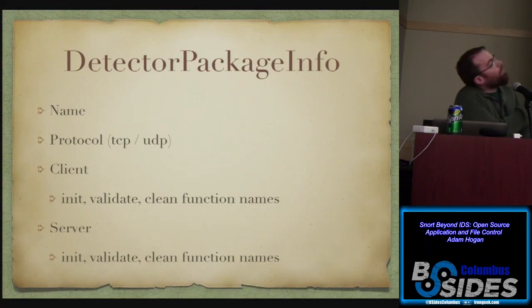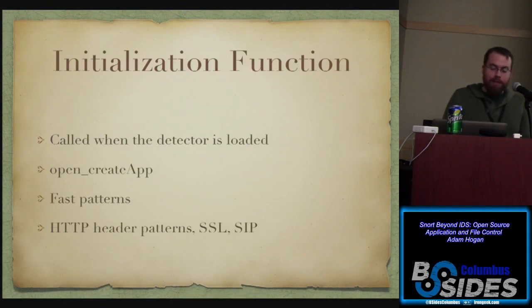And then for each of those, we'll have init, validate, and clean functions, which we may or may not use. So the initialization function, when that detector is loaded, it loads that up. All it does is, if there's certain static patterns, it loads those, because for static patterns, we can check those very quickly as it's processing packets and rule out what doesn't match those, right? So those load pretty quickly.